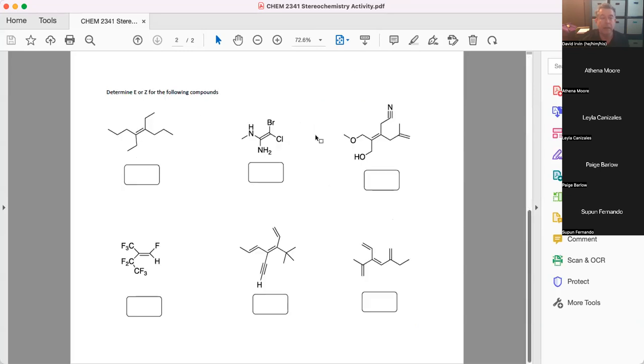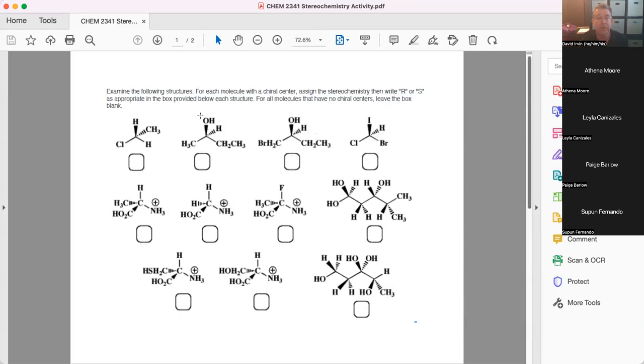It's got the, again, don't do the second page. This is what we're going to do later when we're talking about E and Z. But for now, we're going to look at just this first page. Here are your instructions. Number 1, are there 4 different things attached to the carbon? If the answer is no, then it's achiral. Move on. Are there more than one carbon? Yes. Okay, well, find the one that has 4 different things. That's the one you have to assign as R or S.